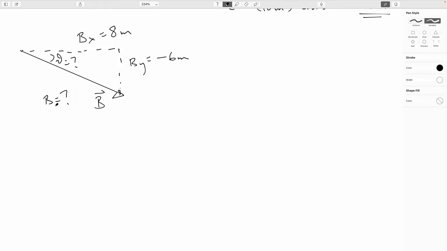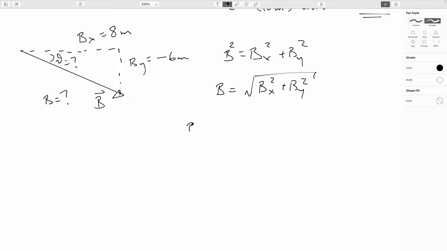So I can get the magnitude here by the Pythagorean theorem. So b squared, since that's the hypotenuse, will be equal to bx squared plus by squared, since these are the legs of a right triangle. Then you take the square root of both sides, get that b is the square root of bx squared plus by squared. So b will be the square root of 8 meters, quantity squared, plus negative 6 meters, quantity squared. All right, so when I square things, the minus sign goes away. Both the number and the unit get squared, which is good, because this is going to give me 64 square meters here. This will give me 36 square meters here for a total of 100 square meters.